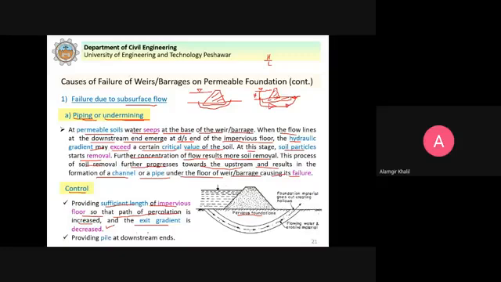And providing pile at the downstream end. Why? Now you see the importance of these sheet piles that we provide. If we provide a sheet pile here, then this length will be further increased. Now the water has to move like this and then exit here. Now you can see the importance of providing these sheet piles, by providing piles at the downstream end.